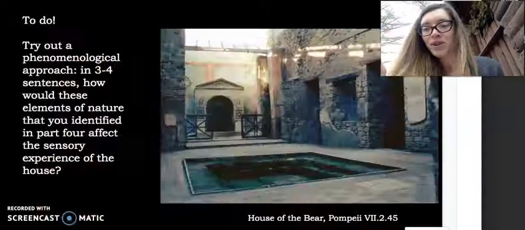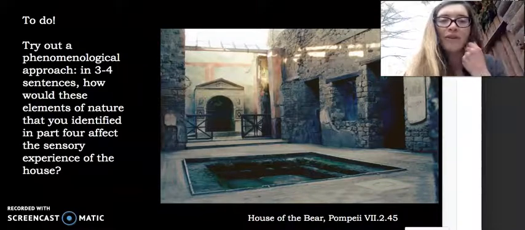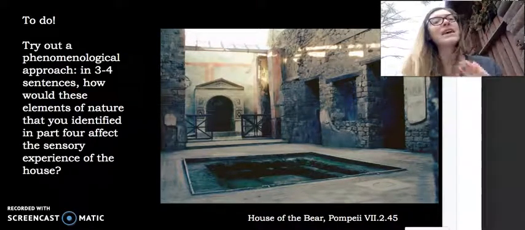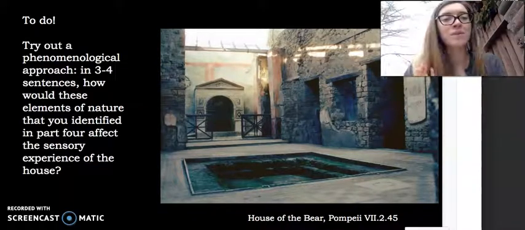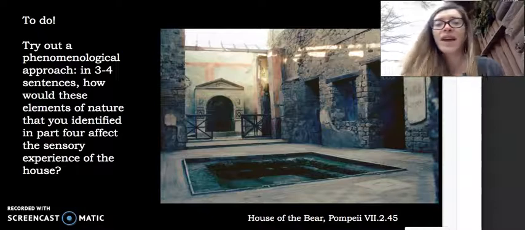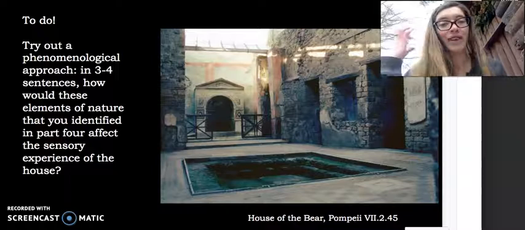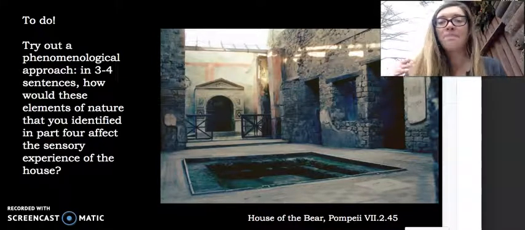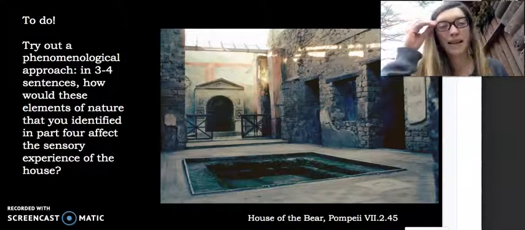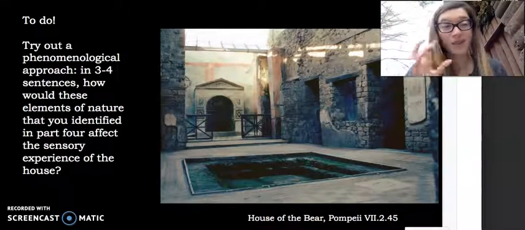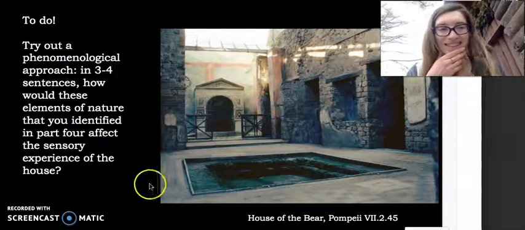And then what I want you to do right now for your task is to start thinking a little bit about the way that time and sensory experience play in when we have the introduction of the natural world and the outdoor exposure into the decorative sphere. And in just 3 to 4 sentences, how would the elements of nature you identified in the last part of this assignment affect the sensory experience of the house when they enter into it? So what happens to the decorative sphere and to the social sphere when we have this introduction of the natural world? All right, I'll see you in the next lecture.